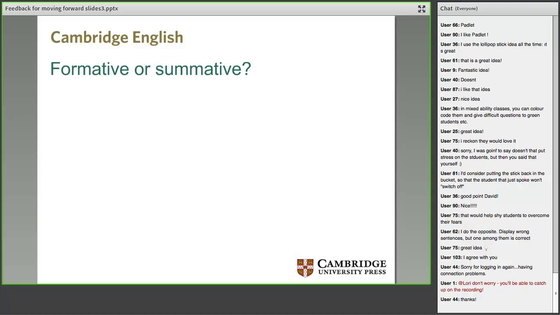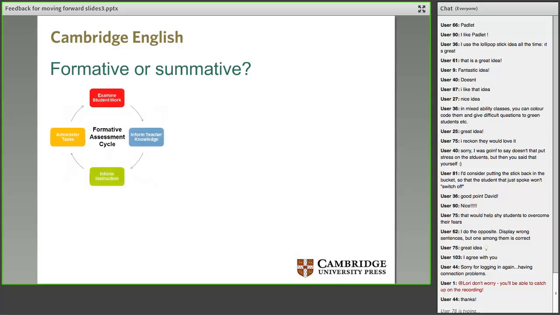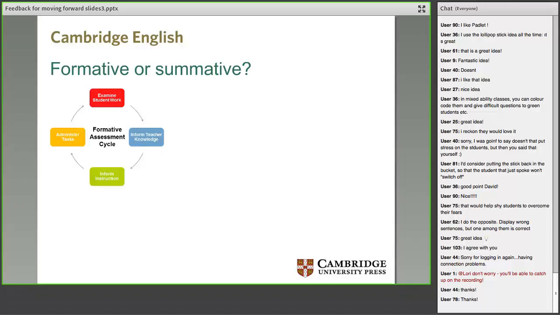So formative or summative? Let's just have a look at what we mean by those. Formative feedback is where the students do some work, we look at their work, we get feedback from them. This informs us about how well they're doing. That tells us what we need to do next, and then we give more tasks. And so it's like this circle. So we're just helping them to get better.